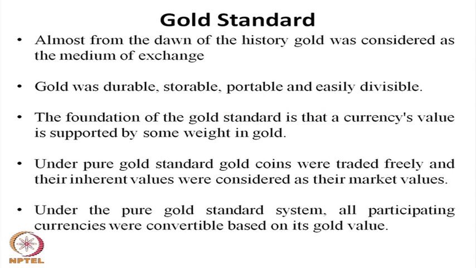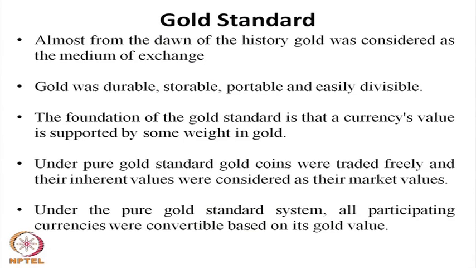If you see the history, almost from the dawn of history, gold was considered the medium of exchange. Why was it considered the medium of exchange? Because gold was durable, in the sense that it has a value, it is storable, very easy to store, and portable, you can carry the gold to different markets, and it is also easily divisible. Gold can be divided into minute grams. On that basis, a minute level of currency can be considered.